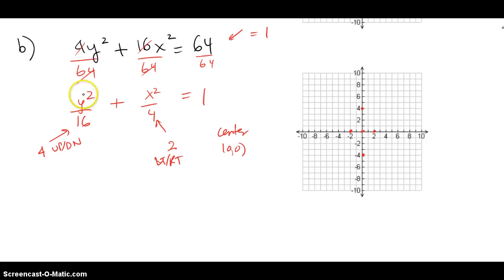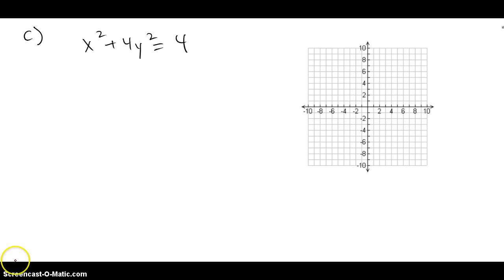So again, it doesn't matter whether it starts with a y or an x, just go the steps accordingly. And since it seems to be elongated vertically, again, we have our vertices 0, 4 along the major axis, which is the y-axis in this case, and 0, negative 4 for the other vertex. Let's look at one more.